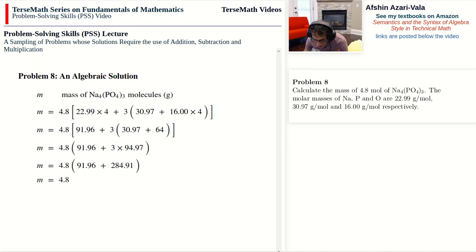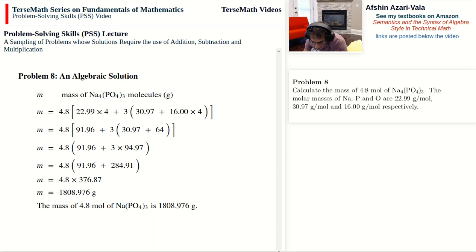So the total mass of a molecule of Na4(PO4)3 eventually comes to 376.87. This is the mass of 1 mole, and now we multiply by 4.8 moles. And the total is 1808.976 grams. And then we have a closing statement.